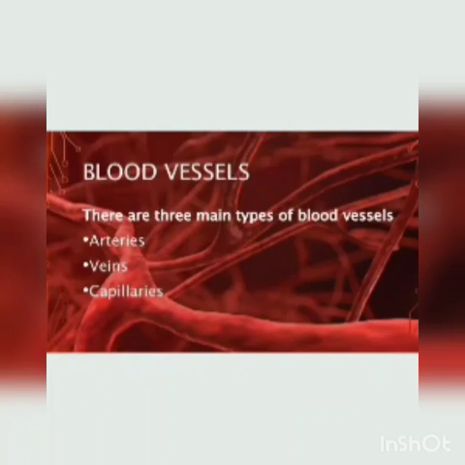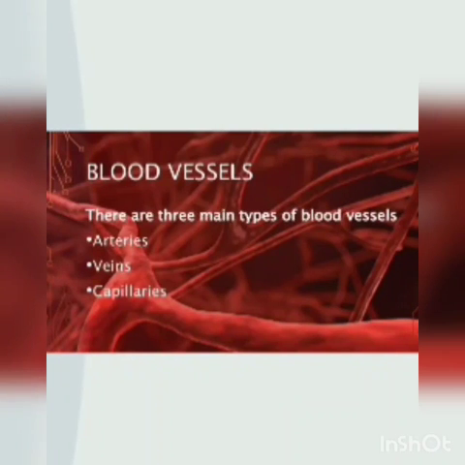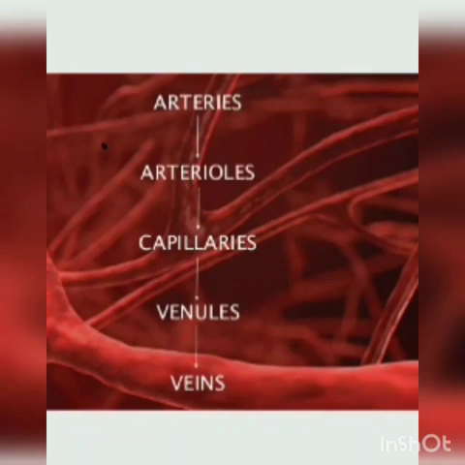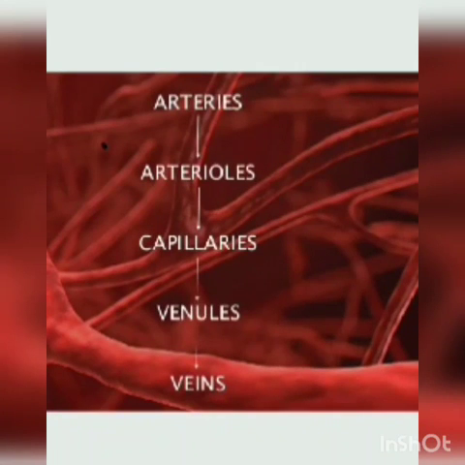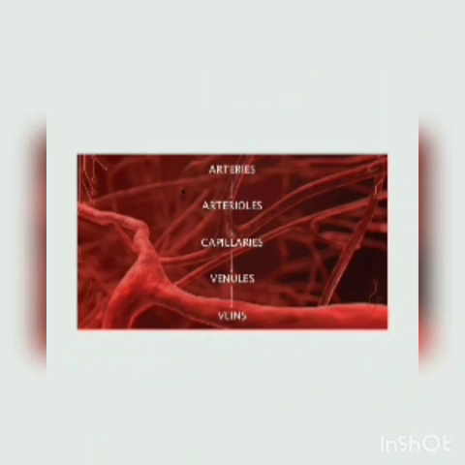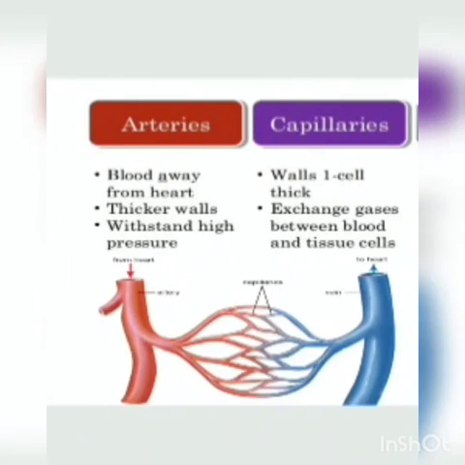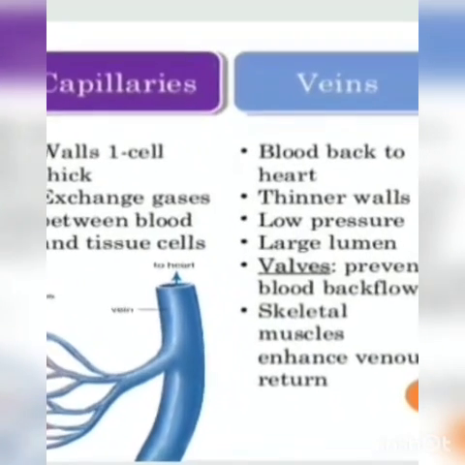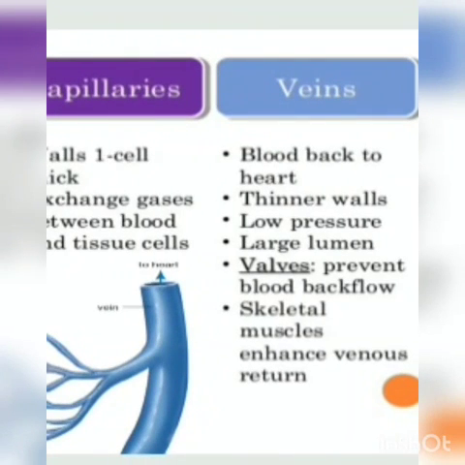There are mainly three types of blood vessels: arteries, veins, and capillaries. Apart from them, we also have arteries, arterioles, capillaries, venules, and veins. Arteries carry the blood from the heart and have thicker walls and withstand high pressure. Whereas the veins bring the blood back to the heart and have thinner walls and withstand low pressures and have a large lumen.